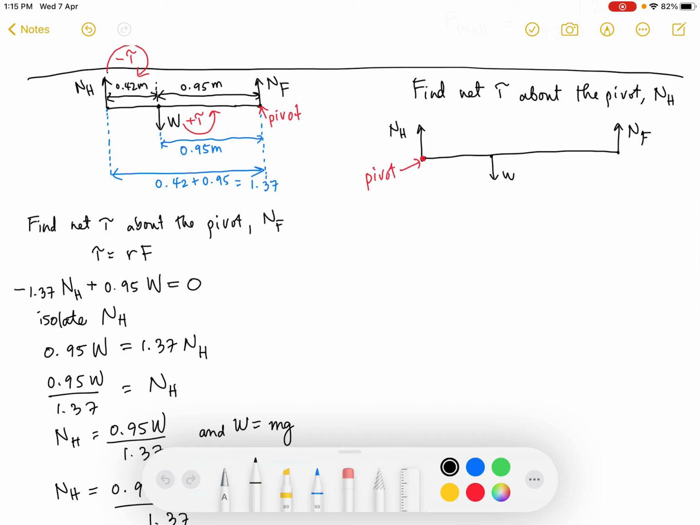Okay, the lever arm due to the weight force at the center of mass will be 0.42, which is given. The distance between the weight force and the hands is 0.42 meters, so that will be the lever arm between the weight force and the chosen pivot point at NH.